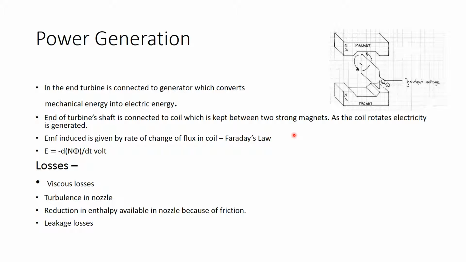There are some losses also in hydropower plant. First one is viscous losses. Viscous losses happen because of the friction, turbulence in the nozzle because of the high velocity of the jet, reduction in enthalpy available in the nozzle because of the friction, and the leakage losses because of the leakage of the water. There are some other losses also.